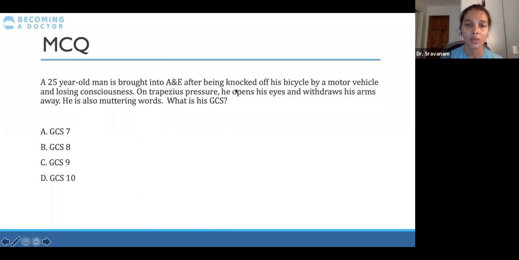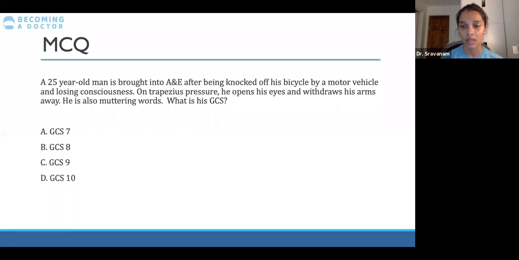Okay, so this man is brought into A&E after being knocked off his bicycle by a motor vehicle. He lost his consciousness. He is responding to pain, so he opens his eyes on pain. So E is 2. Okay, and then he withdraws his arms away from pain. He's also muttering words, so let's take that as inappropriate words. It's not just sounds, it's inappropriate words. So we'll give him a 3 for voice, and we'll give him a 4 for his motor response. So I would say he's E2, V3, M4.